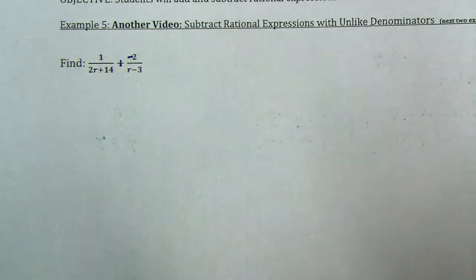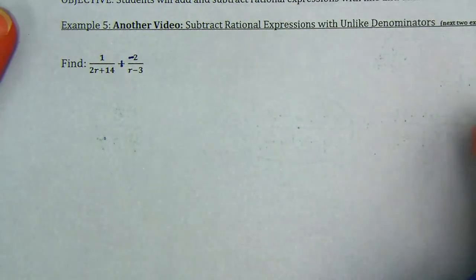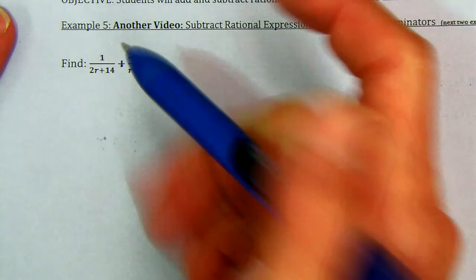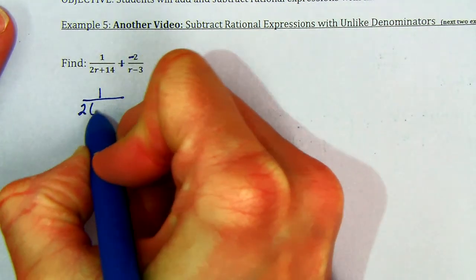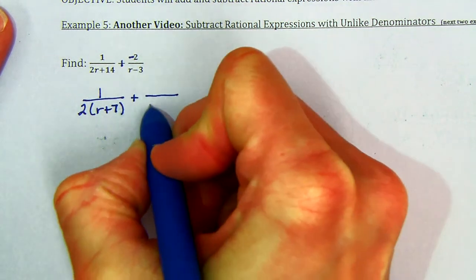Okay, so take a look at our denominators. Factor. In this first one, we have 1 over, I can take a 2 out, and I have r plus 7. Now that doesn't really help me because it's still not the same as r minus 3. So believe it or not, it's pretty simple.